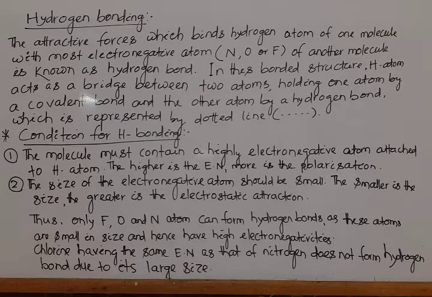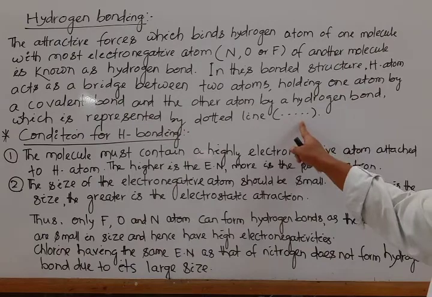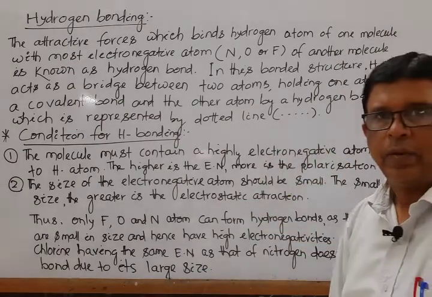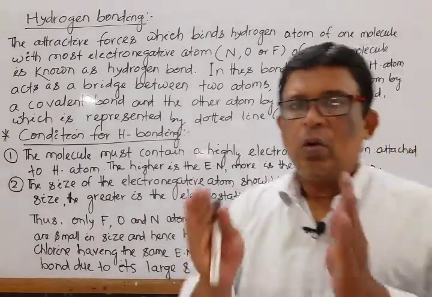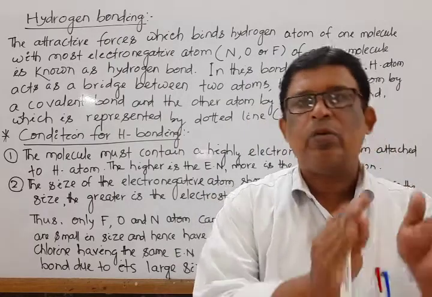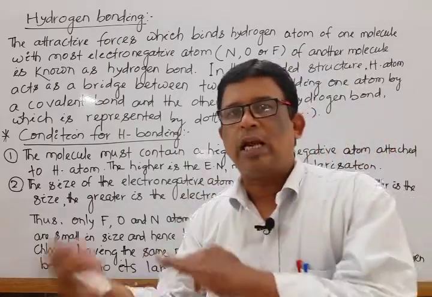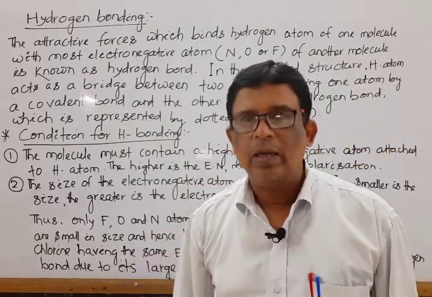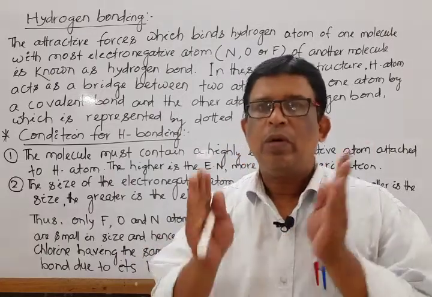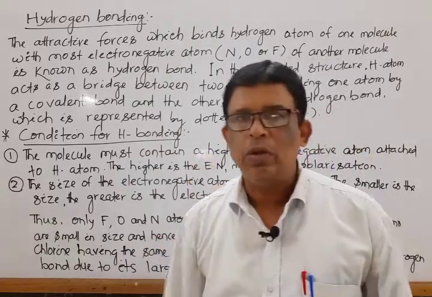And this type of bond is represented by the dotted line. I repeat again, in this bond, one side is bonded with the hydrogen atom, while the other side is bonded by a dotted line. So, the hydrogen atom behaves as a bridge between the two atoms.